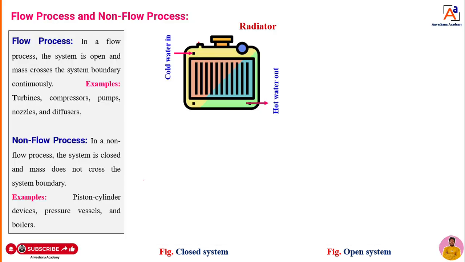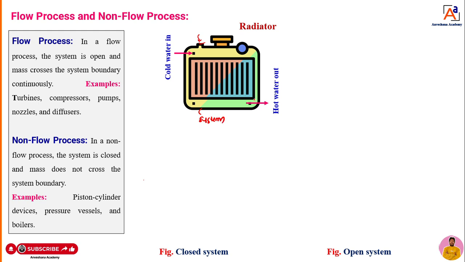You can take an example, radiator. When water enters the radiator at the top, assume that the hot water is coming out at the bottom. That means the radiator you can call a system.